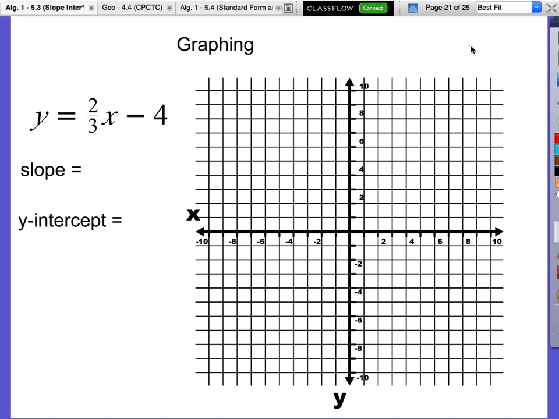Maddie, have you finished this one yet? I'm about to graph it. Mr. Crossell, oh my god.